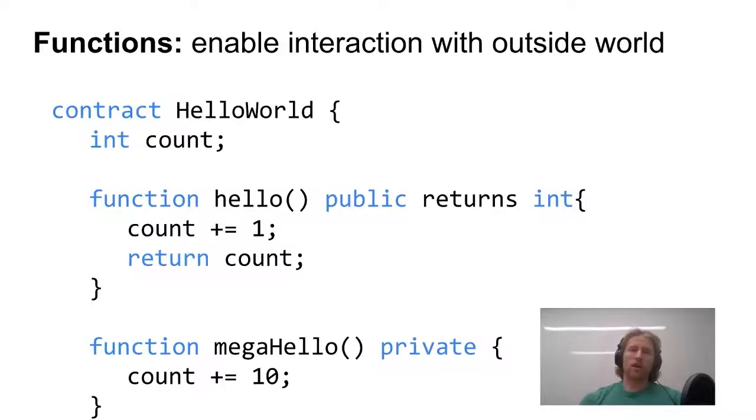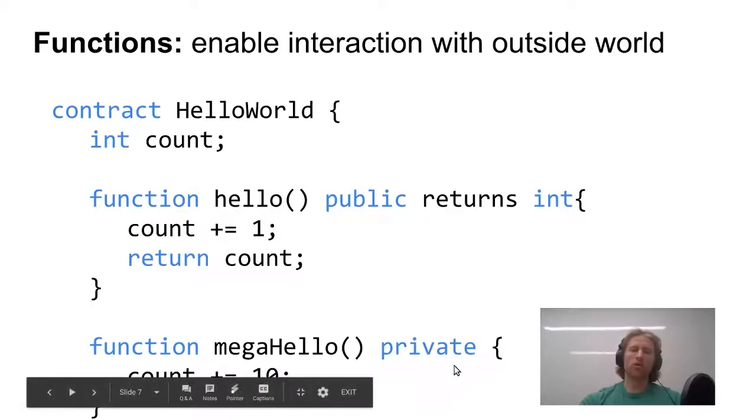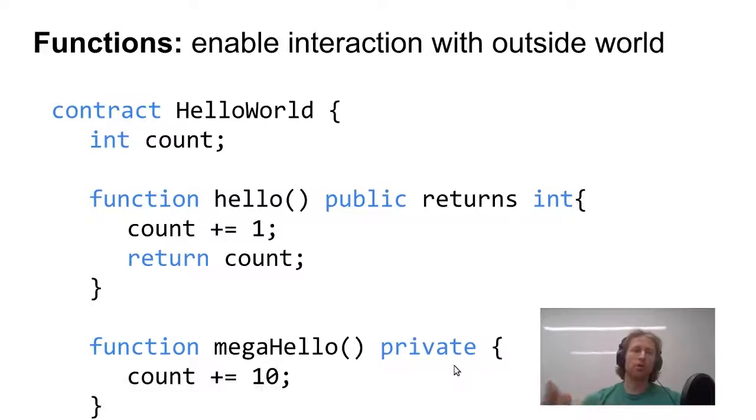Of course, a contract can define as many functions as you want, and the functions are what enable interaction with the outside world. The functions are what people can call to get your contract to actually run some code. And notice, of course, like in other languages you may have seen, functions can be defined to be public, which means anybody in the world can call them by creating a transaction on the blockchain, or you can mark your functions as private, which means that they can only be called internally from within the contract itself.